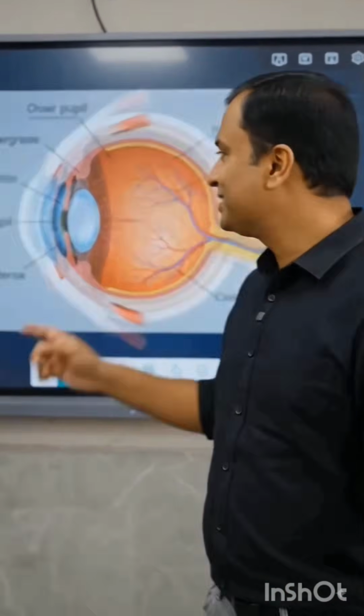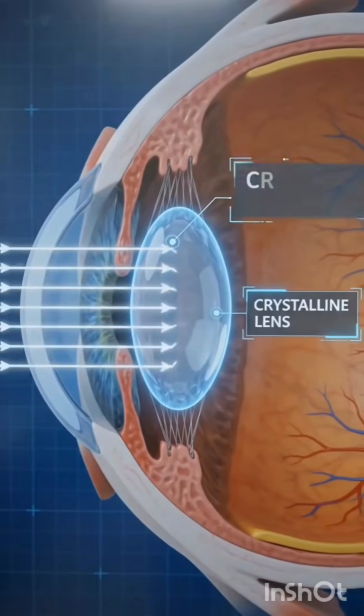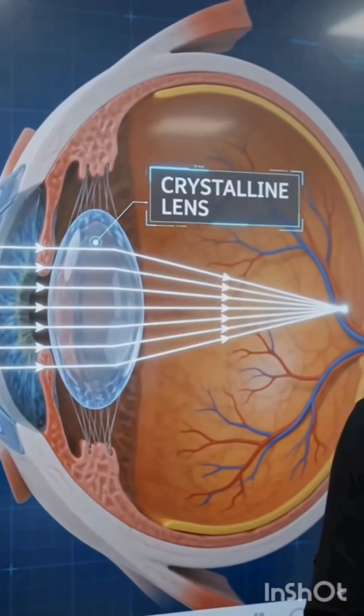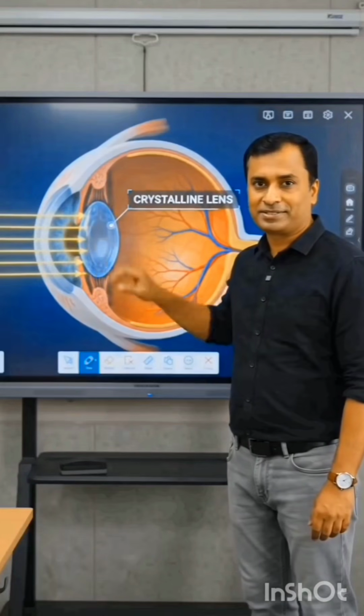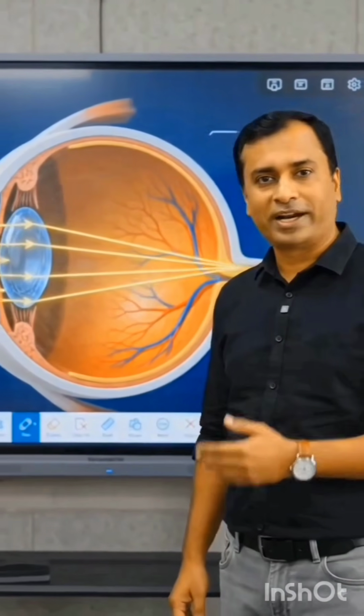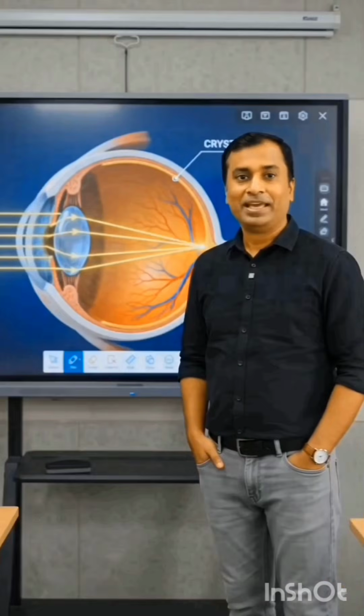Behind the pupil lies the crystalline lens. It is a transparent, flexible, biconvex lens that focuses the incoming light onto the retina. The lens bends and focuses the incoming light rays, so that a clear image is formed on the retina. For sharp vision, the light must be focused exactly on the retina.